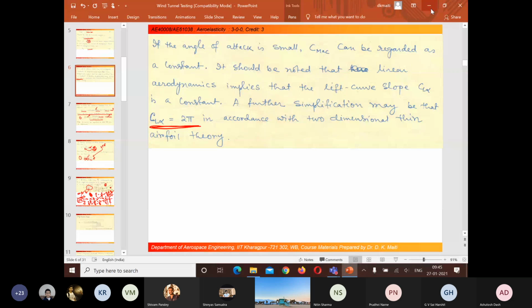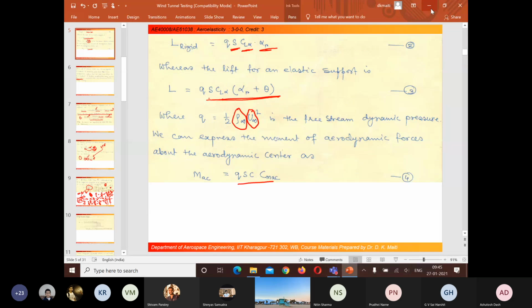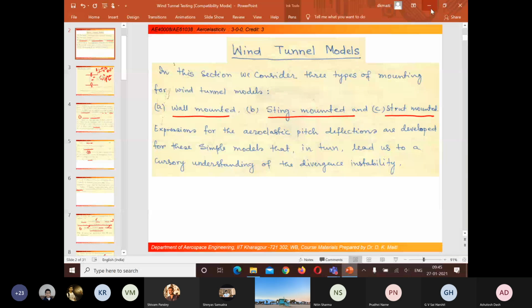We will be discussing the other two, that is the sting mounted model and the strut mounted model, the next day. If you have any doubt related to this wall mounted aerodynamic model, you can ask me. Whenever you come to the campus, I can show you that internal model we have in our aerodynamics lab.